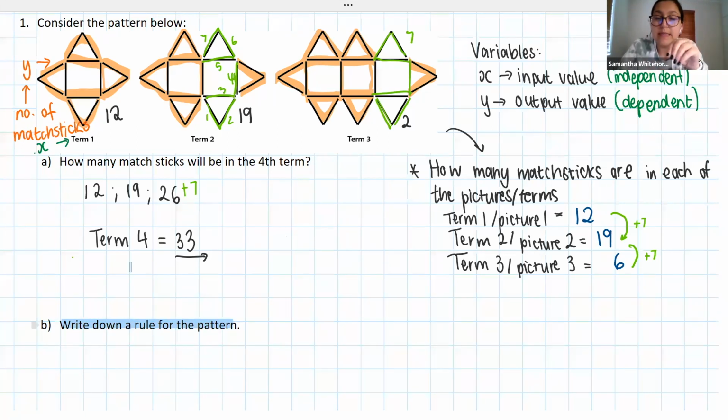My rule is algebraic. So we should have something like y equals, and then something going on with x, something going on with our input value in order to get our output value. So a rule is an algebraic equation that we have that will allow us to work with this pattern for any term or any outcome.